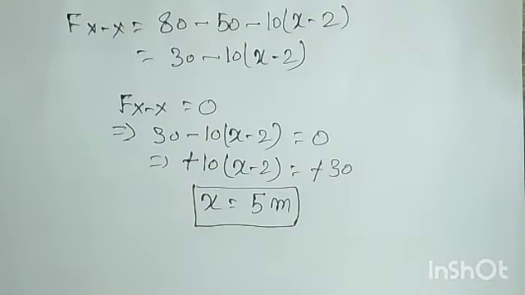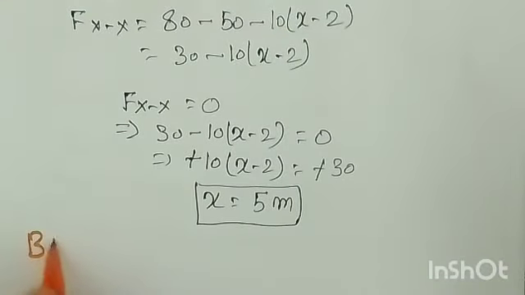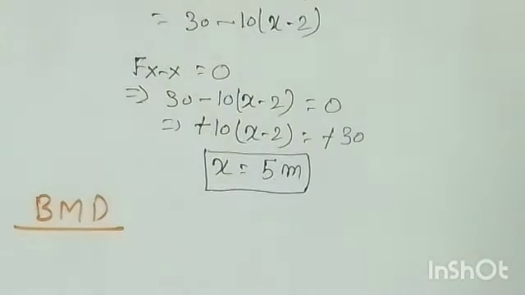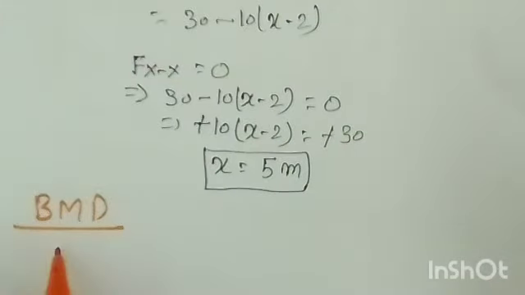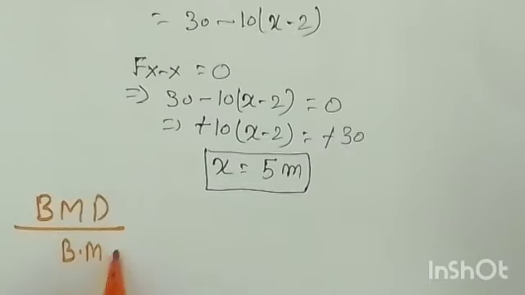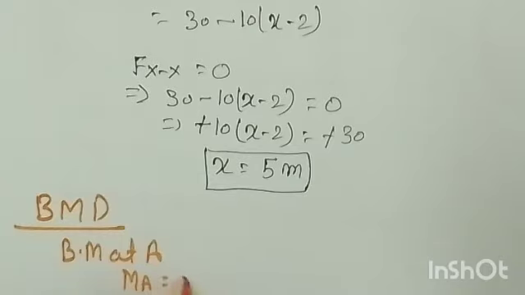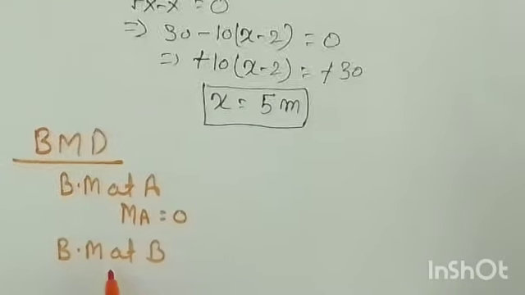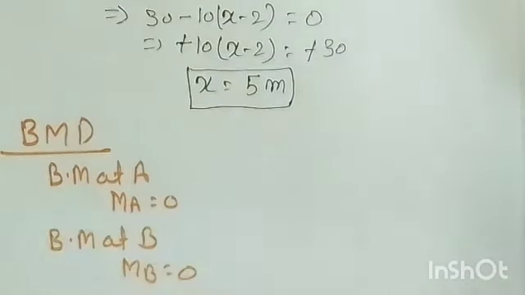Now we'll go to the bending moment diagram, BMD. Always remember that the bending moment at the ends of a simply supported beam is 0. So the bending moment at A, MA, is equal to 0, as well as the bending moment at B, MB, is equal to 0. Why? Because at the ends the bending moment will be 0.